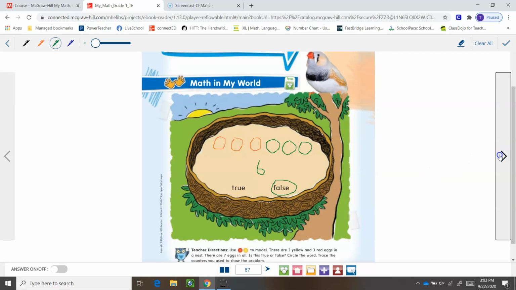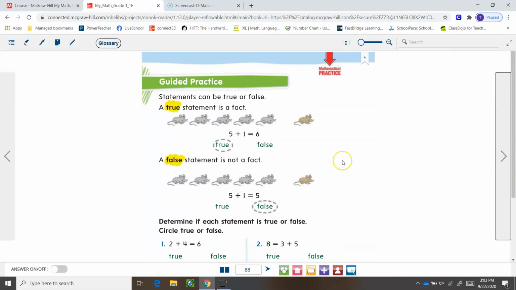Okay. And so that brings us to what is true and false. So a true statement is something that is a fact. It is correct. So for example, I had 5 gray mice plus 1 more brown mouse, and I get 6 total mice. That is true. That is correct. So a false statement is the opposite. A false statement means it is not correct. It is not a fact.